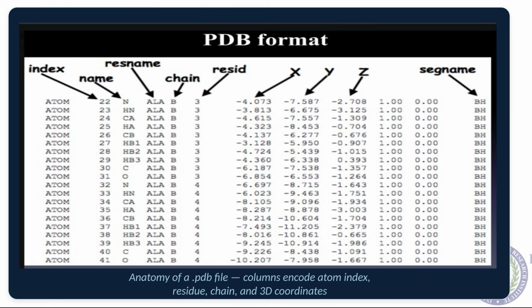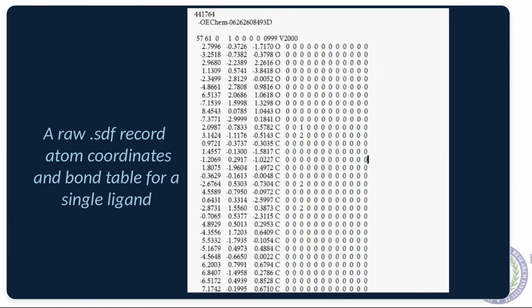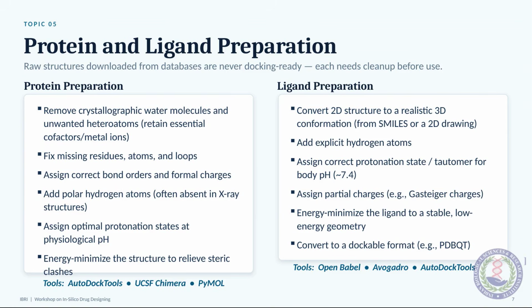Here is the anatomy of a PDB file. Its columns encode the atom index, the residue, the chain, and the 3D coordinates for every atom in the structure. And here is a raw SDF record, showing the atom coordinates and bond table for a single ligand. Raw structures downloaded from databases are never docking ready. Each one needs careful cleanup first.